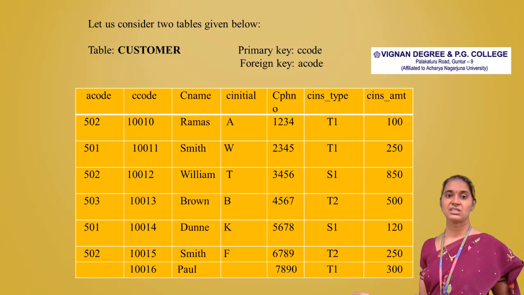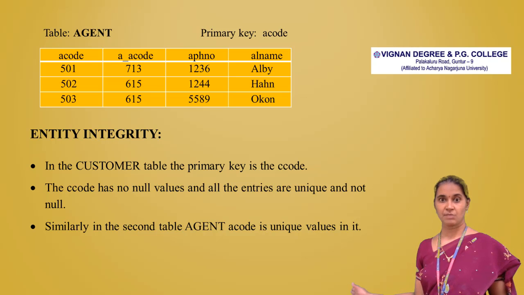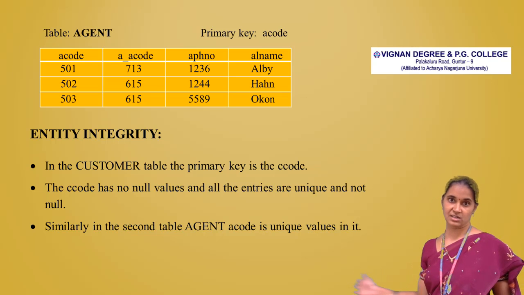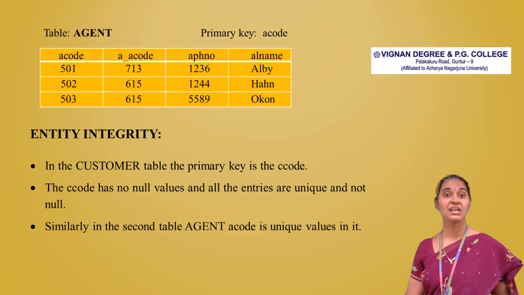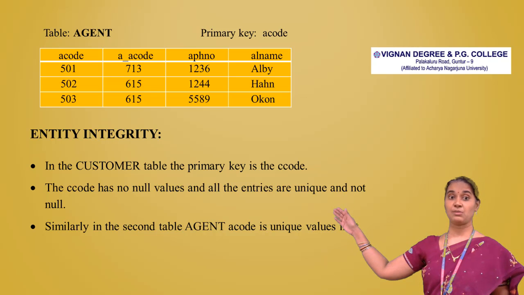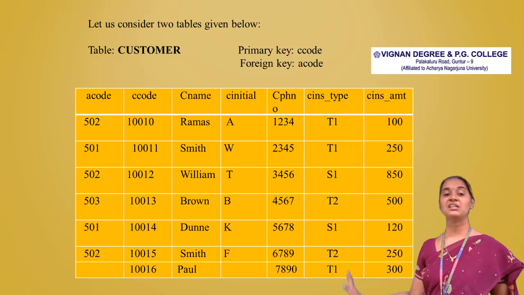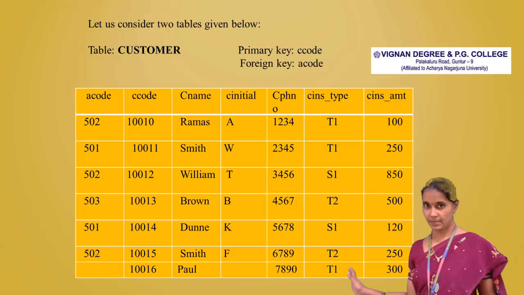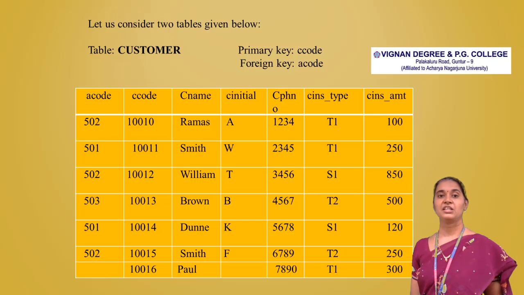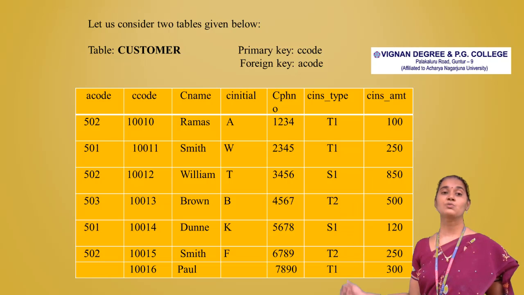Coming to the second table, the agent table, we have the fields A code, agent number, A phone number, and agent last name. These are the agent details, in which A code is the primary key, and this primary key is used in the customer table as a foreign key. In the diagram, the arrow in the upward direction indicates that A code, the primary key of the agent table, is used in the customer table as a foreign key. Now let us discuss entity integrity with this example.